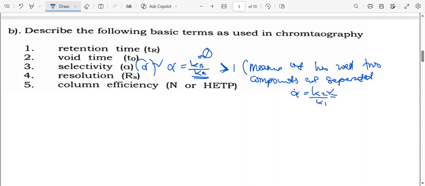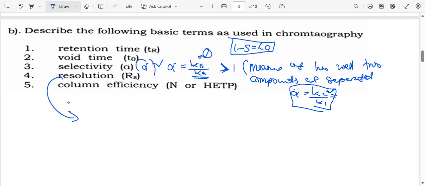These K factors are the equilibrium factors, which we will talk about later. Anyway, just know the formula is given like this. The condition is that better separation occurs when alpha increases from 1 to 5, like I demonstrated. When alpha is greater than 1, up to 5, that gives a better separation. So that is it about selectivity. Let's talk now about the resolution. What is resolution?